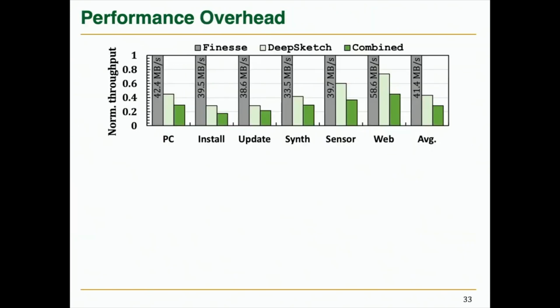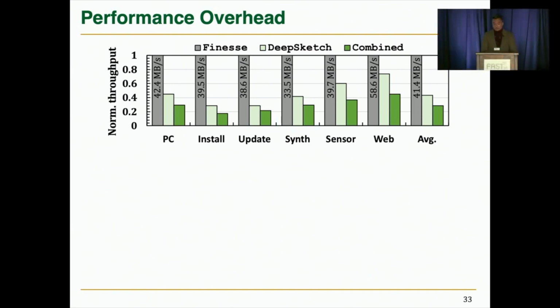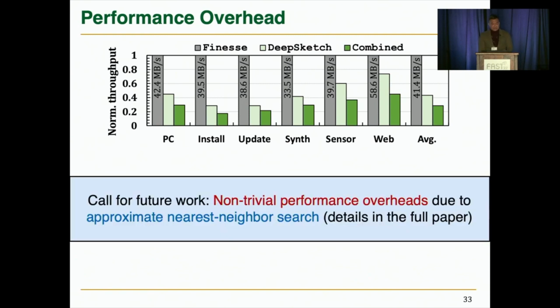As the last main results, this graph compares the write bandwidth of Finesse, DeepSketch, and combined techniques. The results show that DeepSketch actually introduces non-trivial performance overhead over Finesse. This is mainly due to the approximate nearest neighbor search approach that I did not explain in this talk, but we believe this overhead can also be mitigated in future work in various ways, such as hardware acceleration or a more efficient data structure.